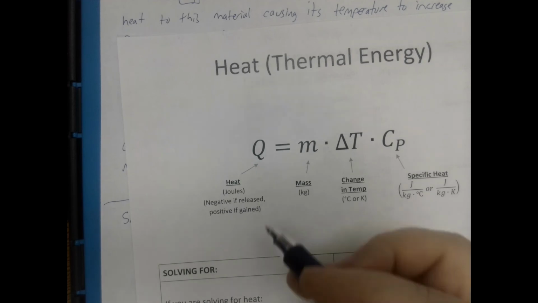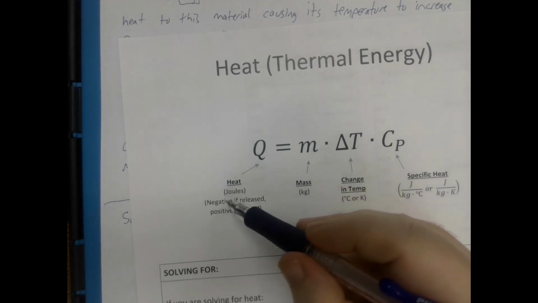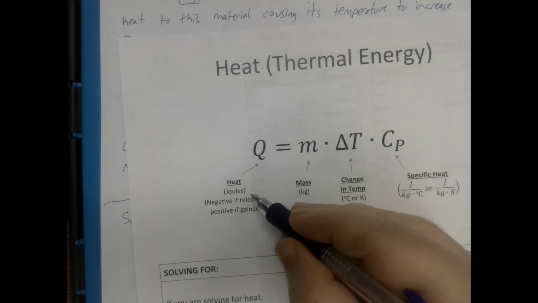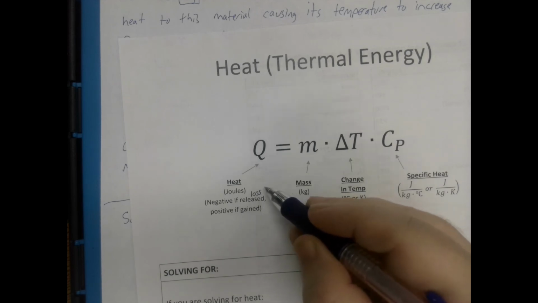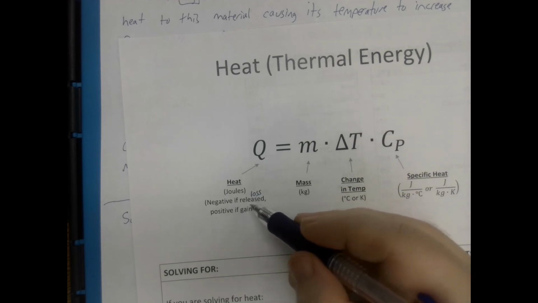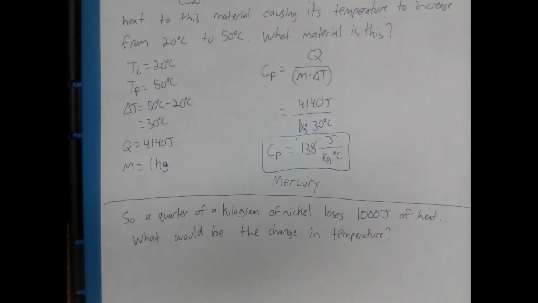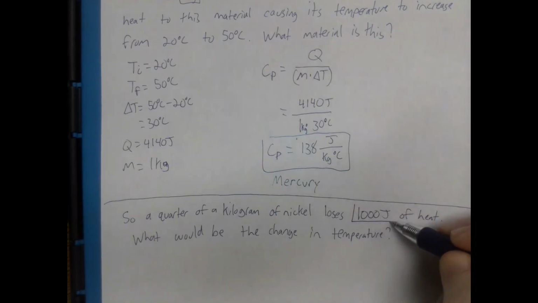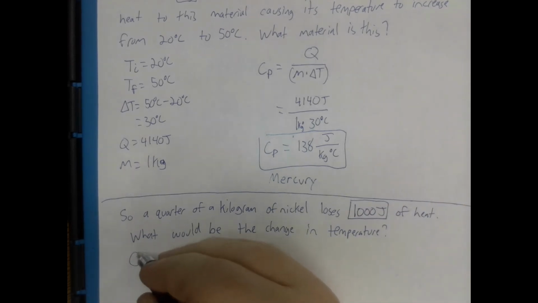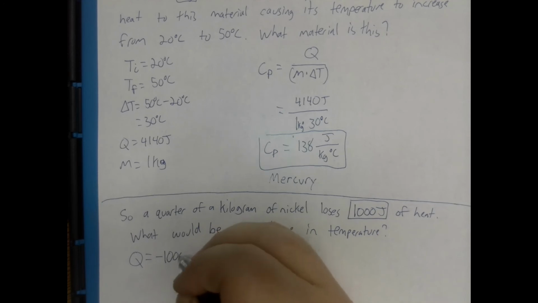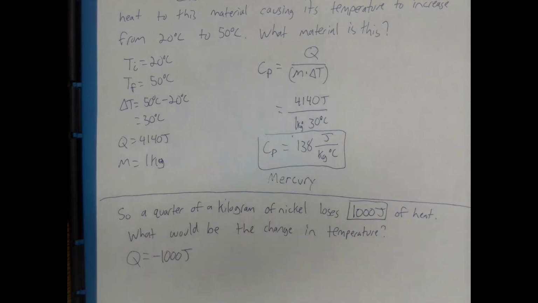Note, heat is negative if released. You could also write loss, and positive if gained. So it loses 1,000 joules. So our heat is going to be negative 1,000 joules. So you have to actually read. If it says that the heat is lost or released or it loses, then you make heat negative.